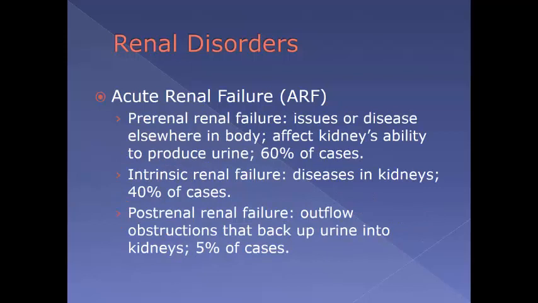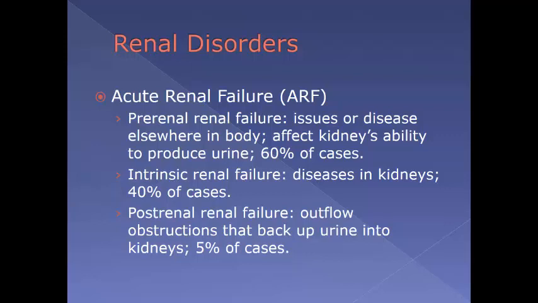60% of acute renal failure cases are going to be pre-renal failure. So the problem is somewhere else in the body that affects the kidney's ability to produce urine. This might be like a sudden drop in blood pressure, shock, any kind of injury, something like that.